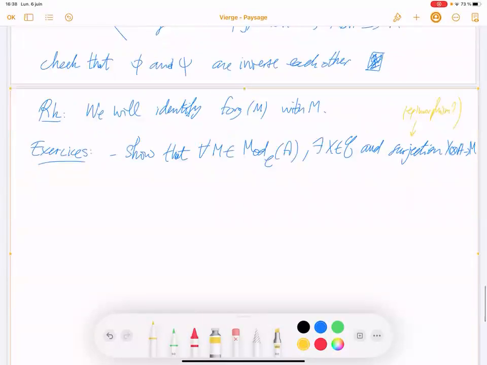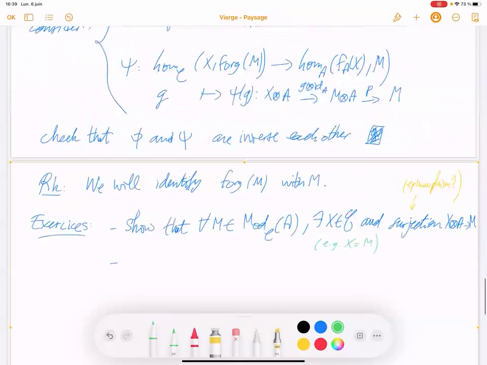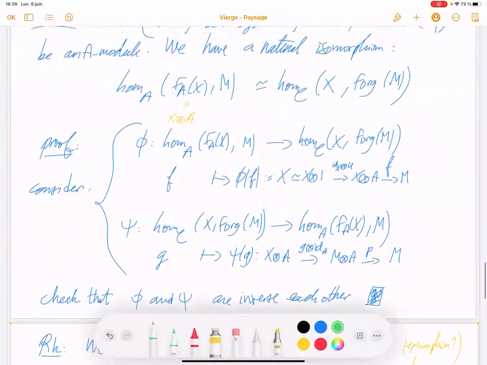Okay. Second exercise. So the hint of the exercise is, take X equal M. I don't know if they want us to show that the module structure morphism P from M tensor A to M is an epimorphism, or if you need to take something else and use the previous lemma.